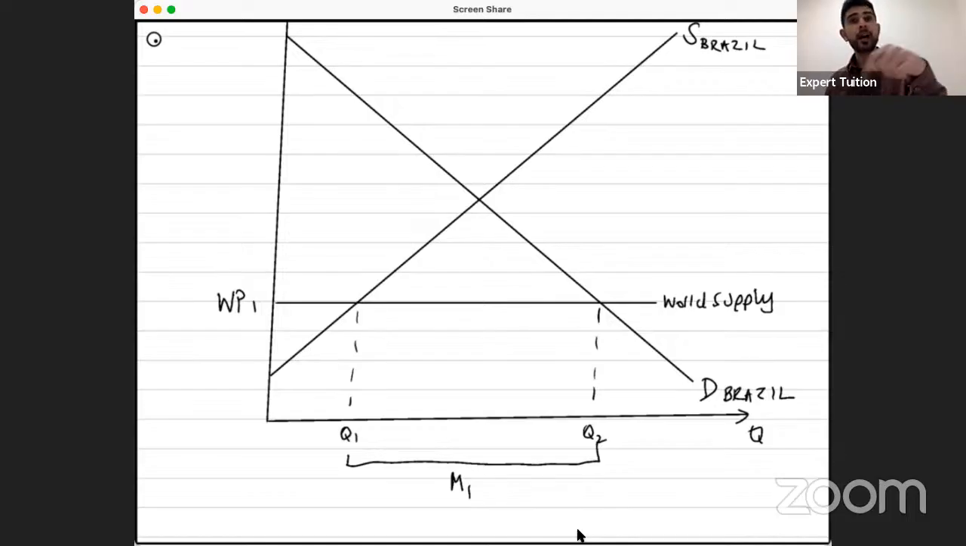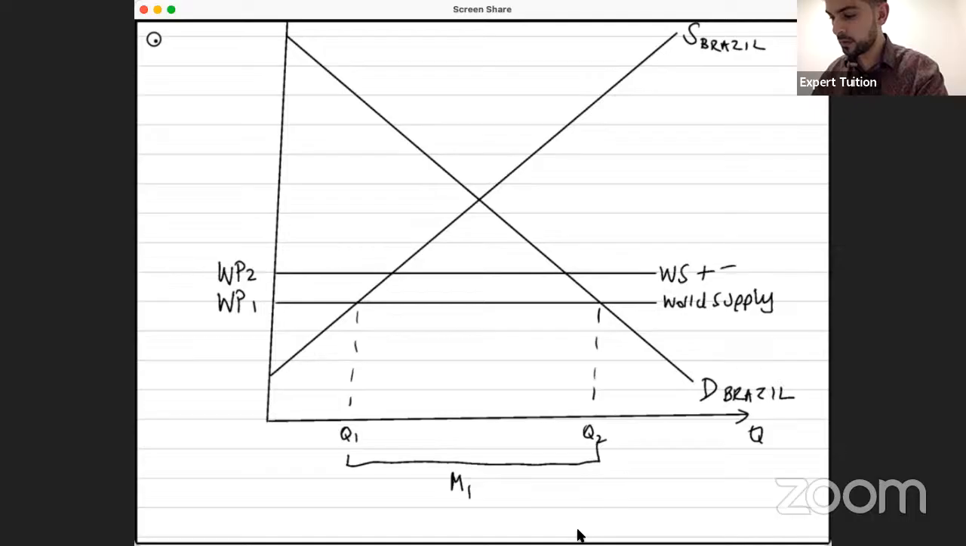We go, okay, now the government imposes a tariff. What is a tariff? The tariff is a tax on imports, meaning that everything now coming into the economy is being taxed by a certain amount. So we now raise the world price by the tariff. So we're going to go WP2, yeah? So now we go, here is the world supply plus the tariff. So WS plus tariff. Right, same exercise again.